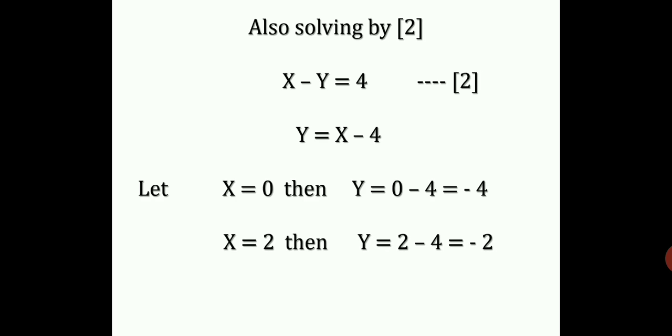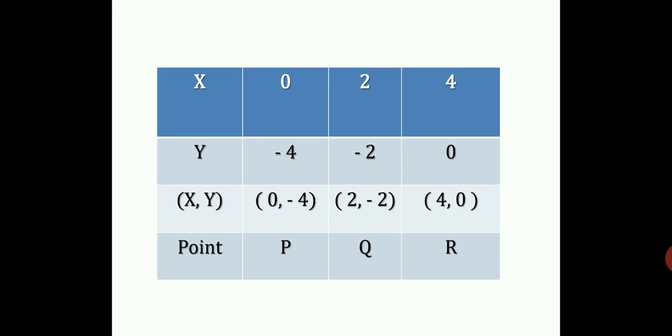Next x equals 2, then 2 minus 4 equals minus 2. And now third, x equals 4, then y is 4 minus 4 equals 0. Again the points are x equals 0, y equals minus 4; x equals 2, y equals minus 2; x equals 4, y equals 0. We make the chart: (0, minus 4), (2, minus 2), (4, 0). We denote these points as P, Q, R, and the earlier points as A, B, C.